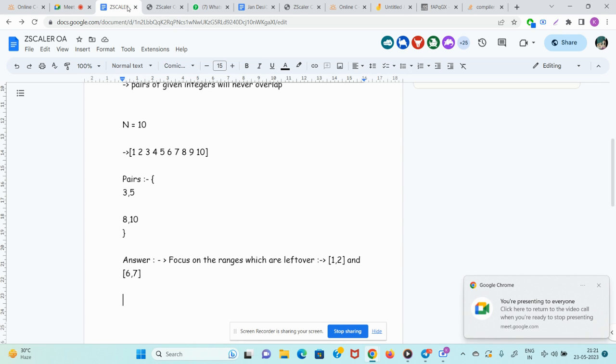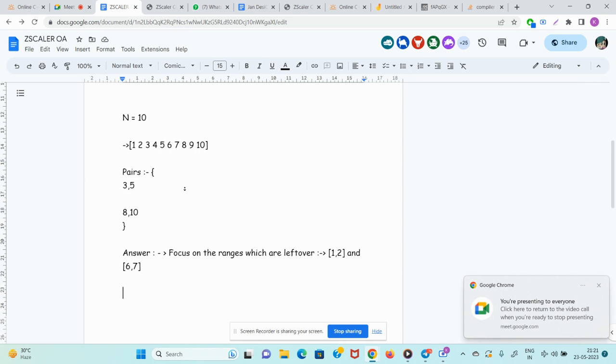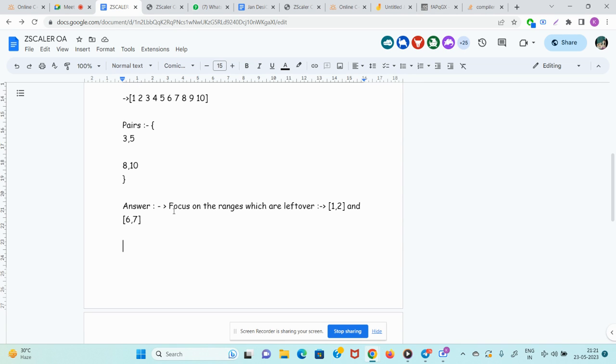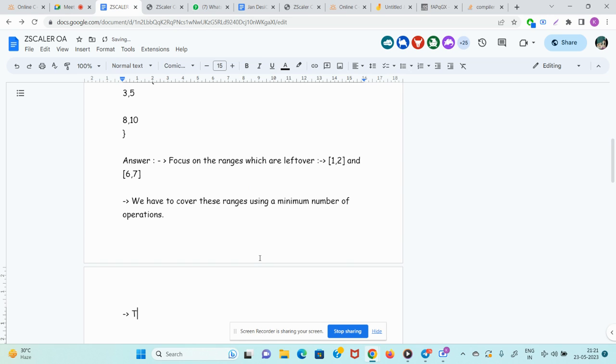So guys, the thing is that we have to focus on the ranges. Now, what do we have to do? We have to cover these ranges using the minimum number of operations. And in this question, it is asked, tell me the number of minimum operations.